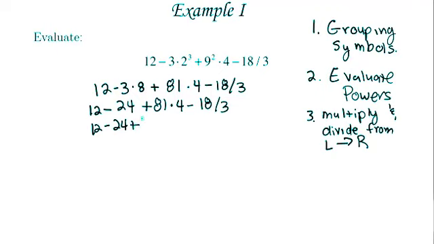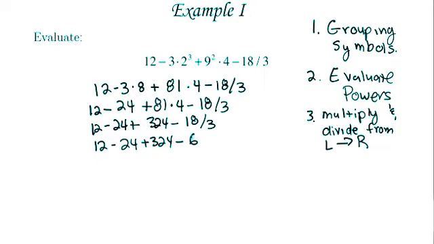81 times 4 is actually 324 minus 18 divided by 3. All I have left to get rid of in terms of multiplication or division is the 18 divided by 3. And that's 6, negative 6.